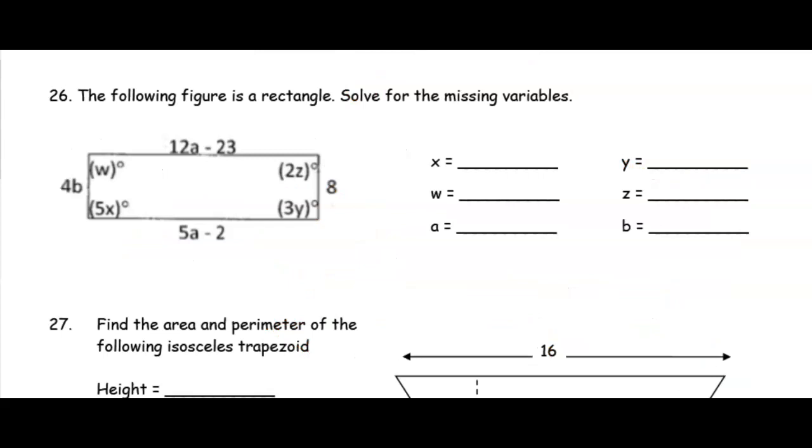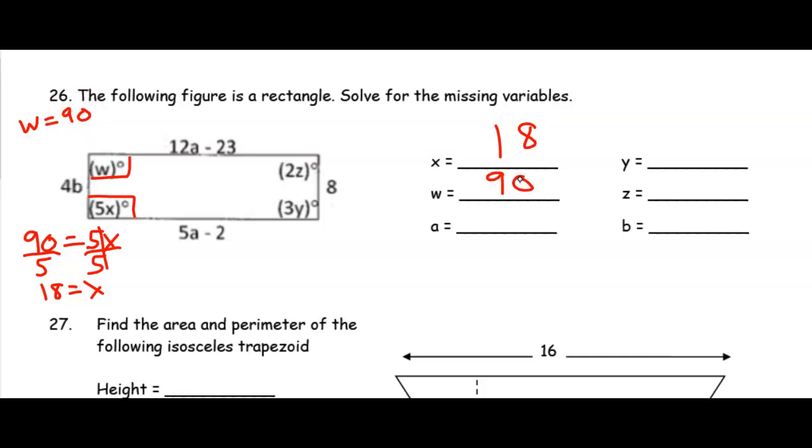All right. So x, again, this is 90 degrees. 90 equals 5x. Divide by 5. 18 equals x. So 18 for w. And that w equals 90. And that's it. There's nothing to divide.